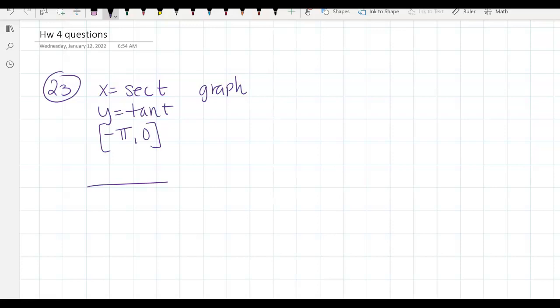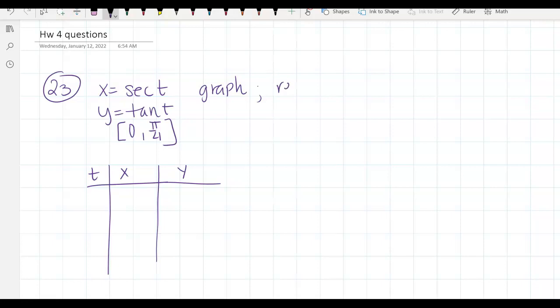Is it just graph Y? No. Rectangular? Because I want to make sure. That's the wrong restriction. Okay. 0 to pi over 4. Maybe that's why, Michael. Okay. So t, x, and y. Is it just graph? No. Rectangular as well?